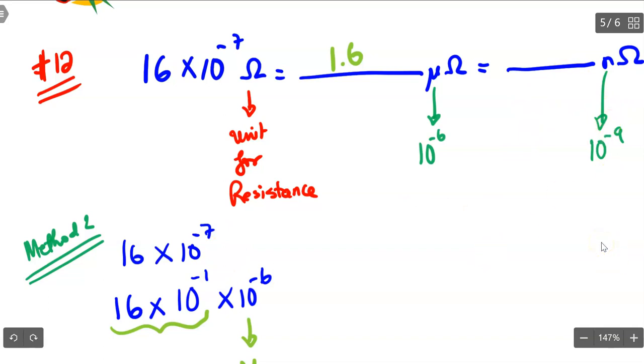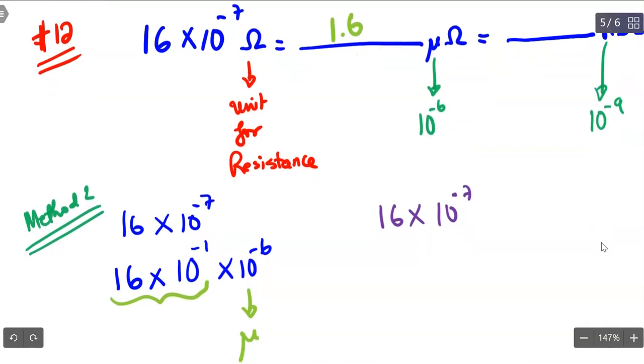Now we are going to work with 16 times 10 to the negative 7 again, and this time you need the negative 9. So you rewrite 10 to the negative 9, and then 16, and here you have to figure out the 10 to the exponent something that, added to negative 9, will give you negative 7. You can quickly do the math here. What number added to negative 9 will give you negative 7?